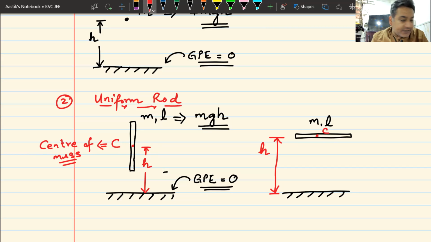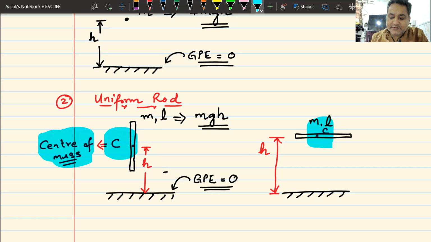Same. mgh. Wherever, however the rod is kept, whether it is horizontal, whether it is vertical, whether it is inclined at an angle, don't forget, we always have to look for this point. What is this point? This point is the center of mass of the rod. Look at the center of mass of the rod, wherever it is located. Find out the height from the reference point. mgh would be the potential energy of that rod.